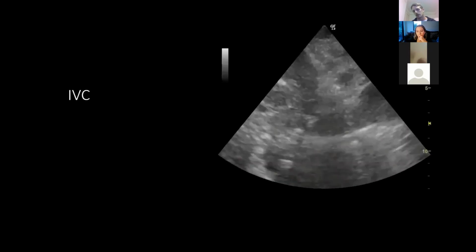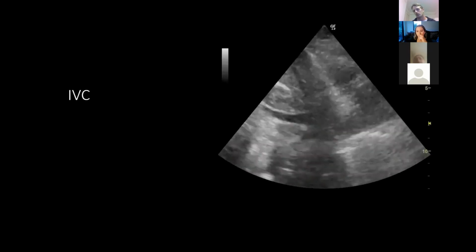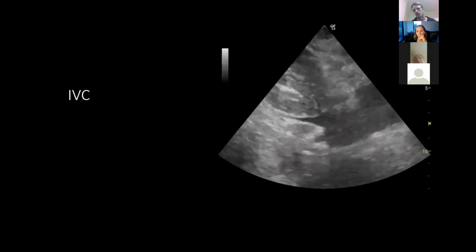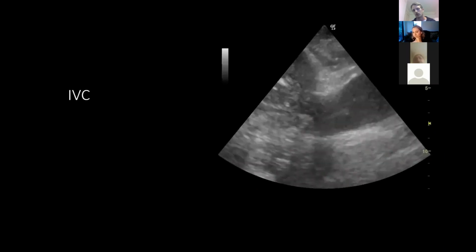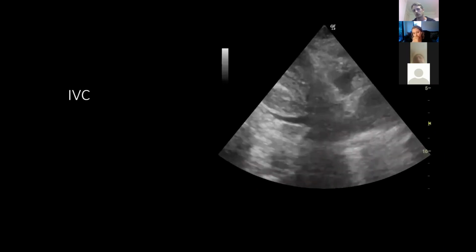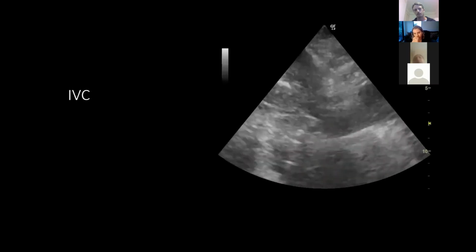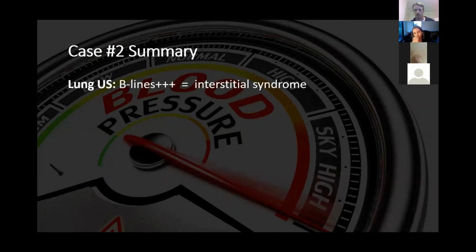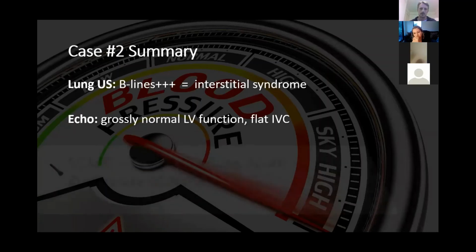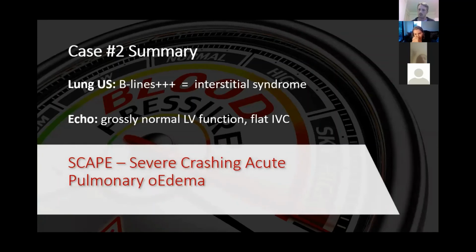But this IVC is completely flat. For someone that we think has probably pulmonary edema, we can wonder why we think that. Are they fluid overloaded, which would be your concern in a dialysis patient? But we can say that her right-sided preload is probably quite low. So putting all of that together, we've got B lines everywhere, so significant interstitial syndrome, with a pretty normal echo and a pretty flat IVC, which would not necessarily be suggestive of fluid overload. And she's cold peripherally, she's got no peripheral edema and so on.